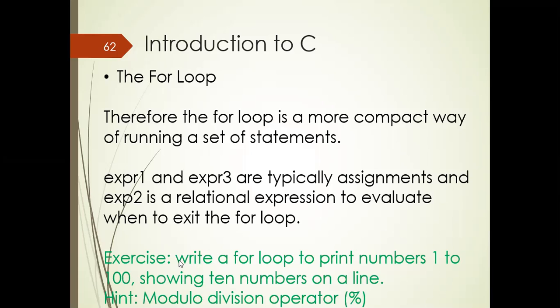Now, I think when we were discussing in last week's practical, I gave you this challenge to think about: write a for loop to print numbers 1 to 100, showing 10 numbers in a line, and you can use the modular division operator to change the line after every 10 numbers you print. So again, do work this out, try this code on your own, and we can discuss it next time.